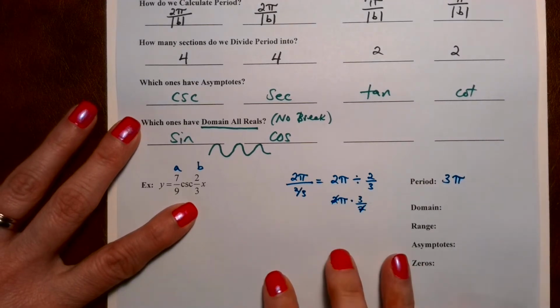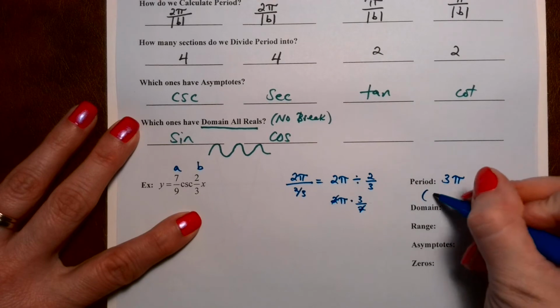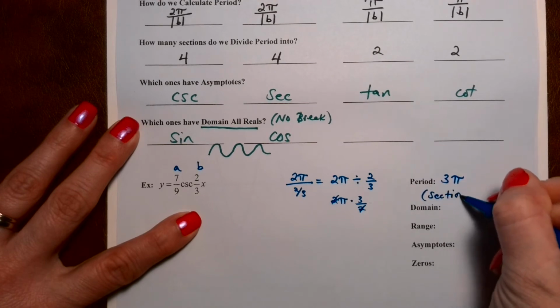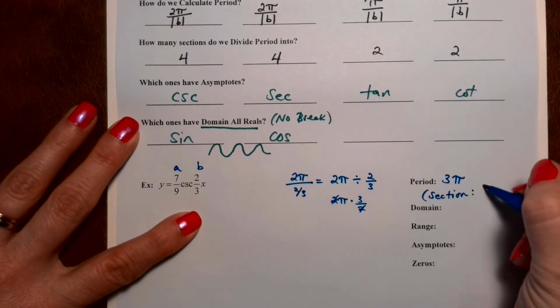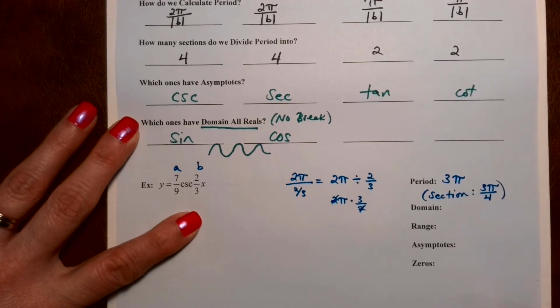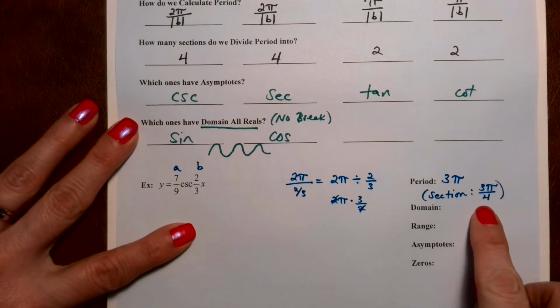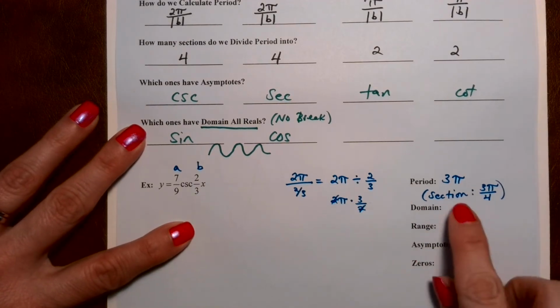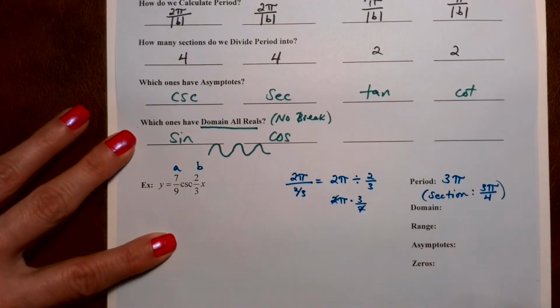Now to help me do a better graph, I'm going to just go ahead and write down here what a section is. I'm going to take this period and I'm going to divide it by 4, and that would be 3 pi over 4. Now that's not an official math question. They would never ask for sections, but we need to know that when we draw our graph.